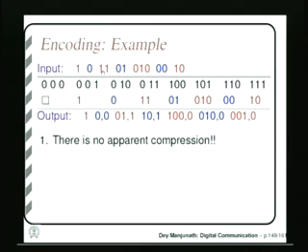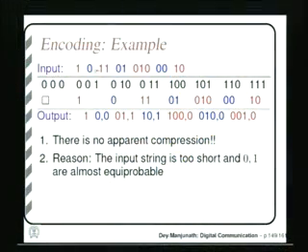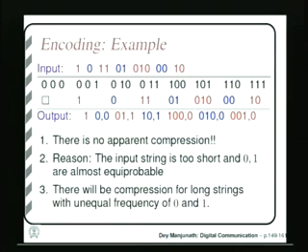What is the reason? The reason is that the file is too short. We won't possibly get any compression for too short a file like this using Lempel-Ziv coding. And another thing is that 0 and 1 are almost equally likely here. They are almost the same number. So we won't possibly get any compression for that reason also. So if we have a sufficiently long file with unequal distribution of 0 and 1, then we will get compression using this technique. How do you do the decoding?